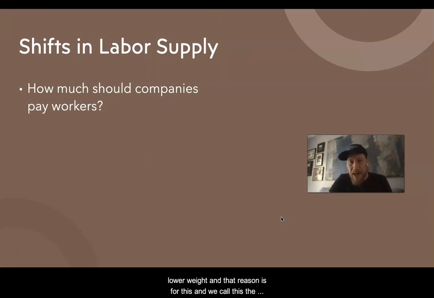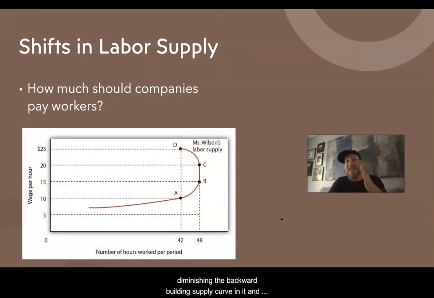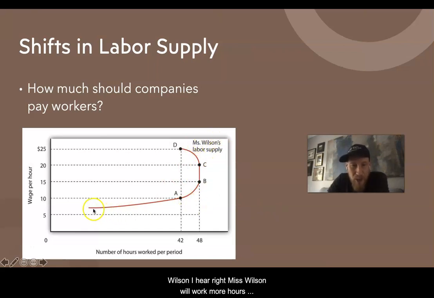We call this the backward bending supply curve. And it's very interesting, right? I think about Miss Wilson right here. Miss Wilson will work more hours the more she gets paid per hour. Okay, she'll work 42 hours for $10 an hour. Now, if somebody's going to pay her 15, she's going to work even more because she's getting paid more. But then if somebody pays her 20, she's like, well, that's great. Why do I need to work more hours if I'm just getting paid more? And then if somebody's going to pay her even more, she's going to be like, well, now I have the opportunity to work even less and still be making a pretty decent living.